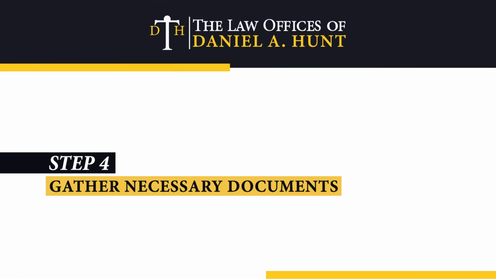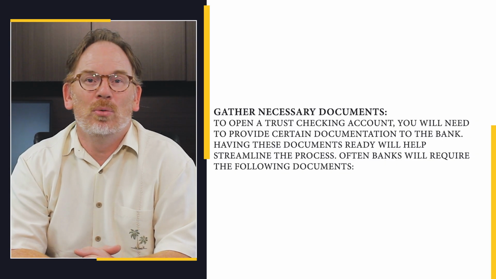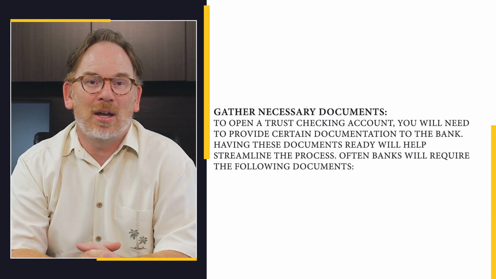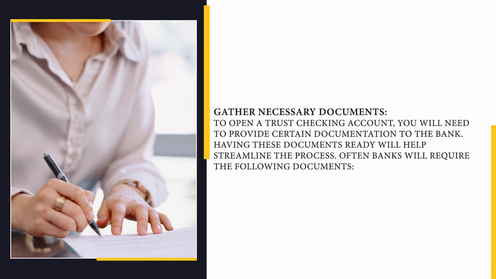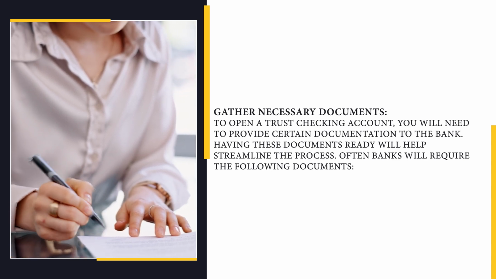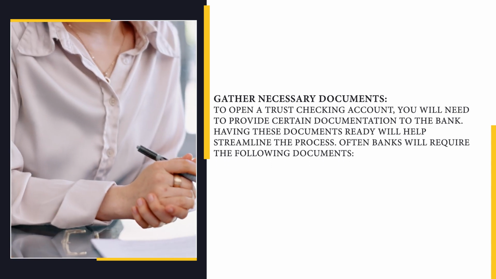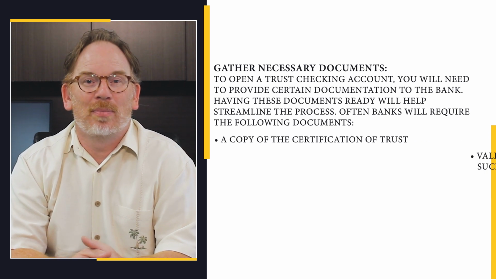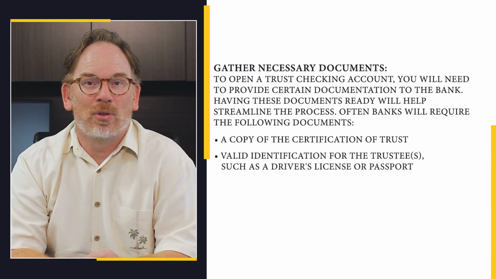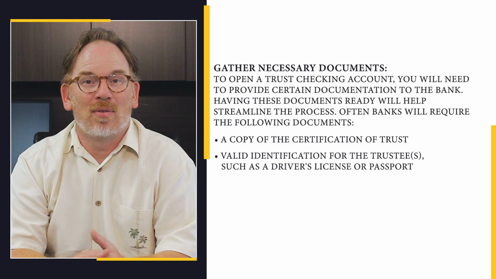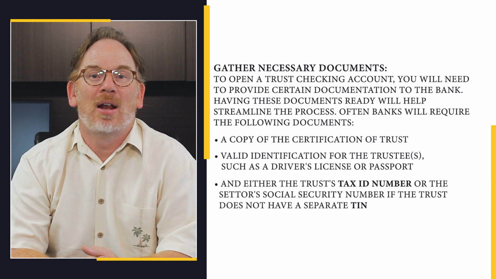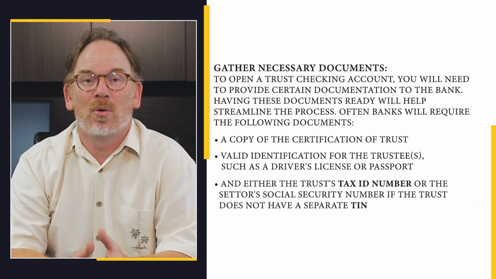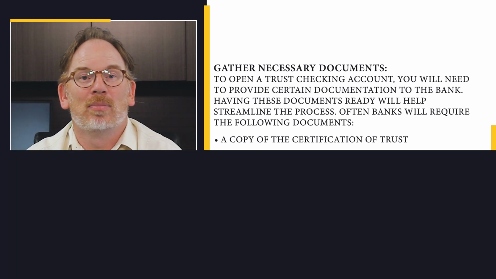Step 4. Gather necessary documents. To open a trust checking account, you will need to provide certain documentation to the bank. Having these documents ready will help streamline the process. Often banks will require the following documents: a copy of the certification of trust, valid identification for the trustees, such as a driver's license or passport, and either the trust's tax ID number or the settlor's social security number if the trust does not have a separate tax ID number.